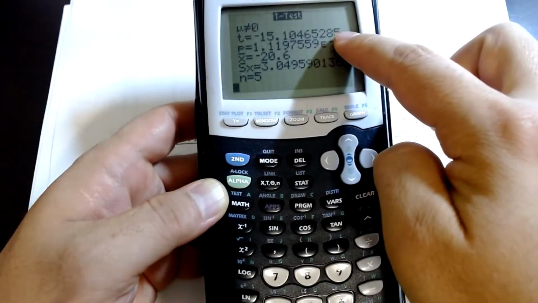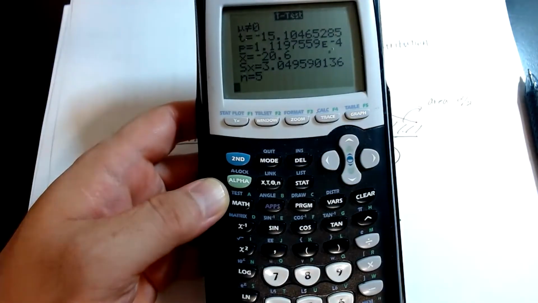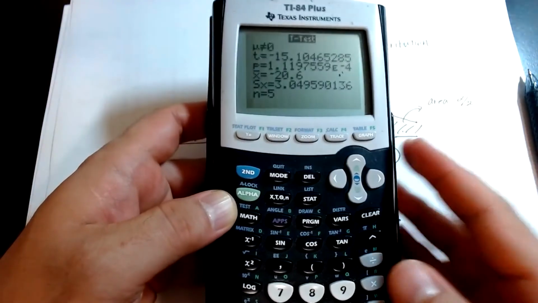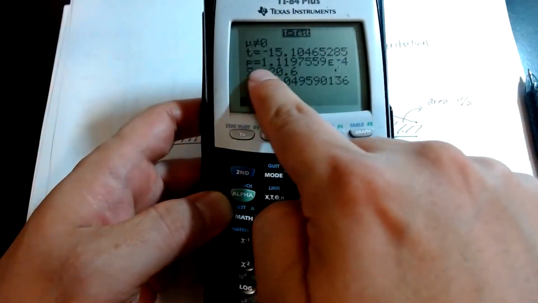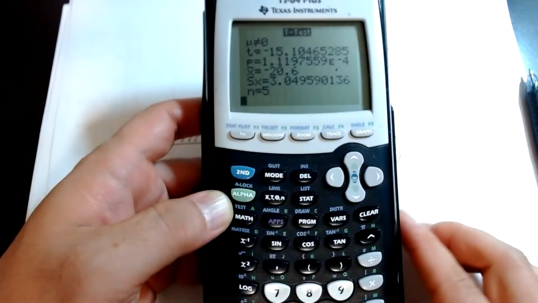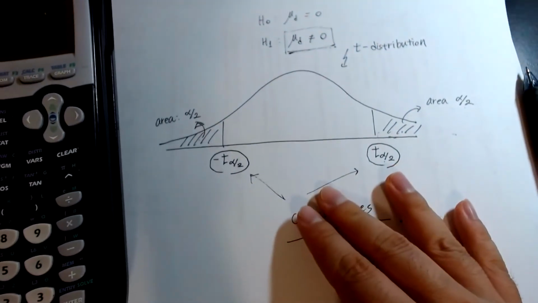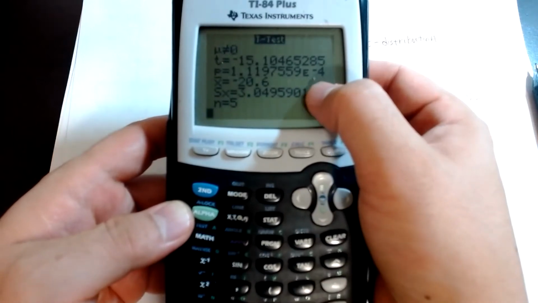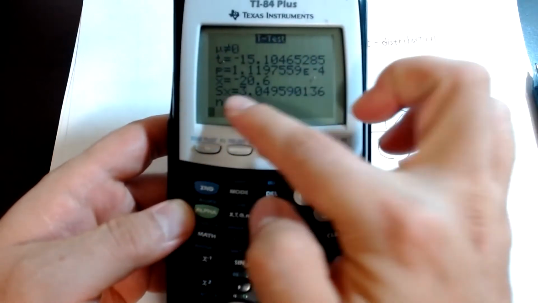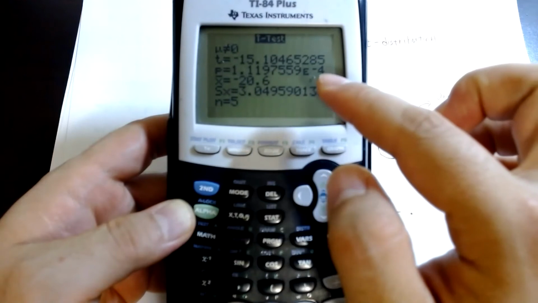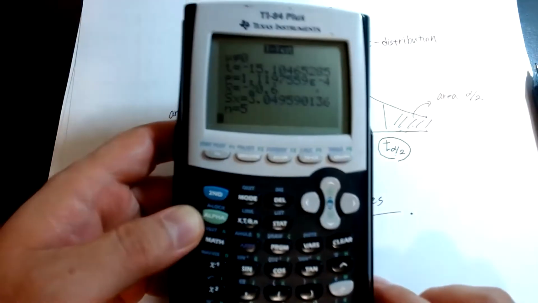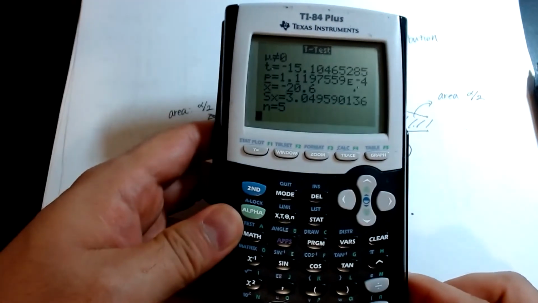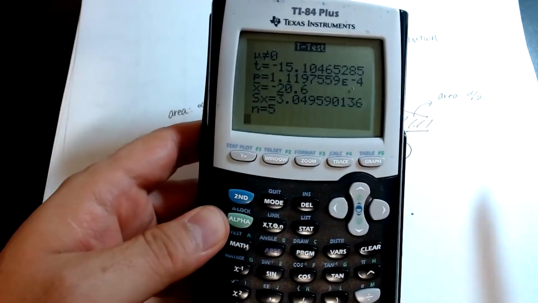Negative 15.104, approximately 15.105, right? And what's the p-value? 1.1197. Let me see. E-4, you see that? That's 10 to the -4th power. So 1.1197 times 10 to the -4th power, right there. Okay, that's the area.